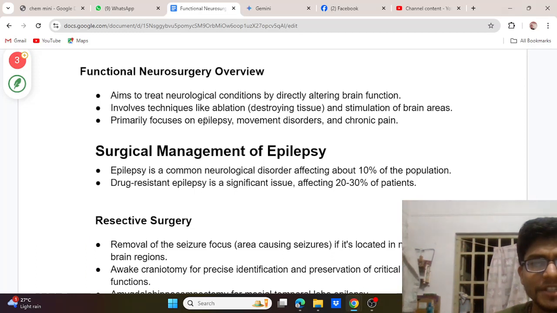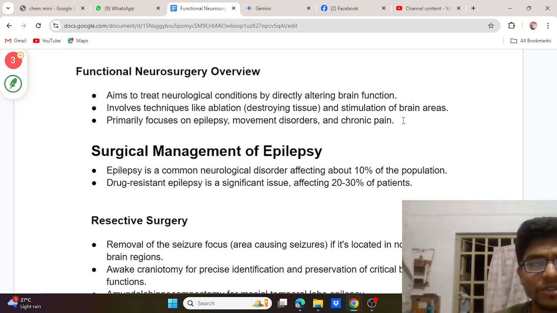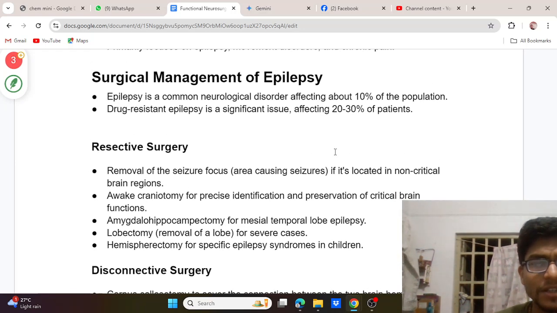Conditions in which functional neurosurgery is commonly used are epilepsy, movement disorders, chronic pain, and apart from that even tremors and some OCDs. So let's see some of these one by one. It is commonly used for management of epilepsy.